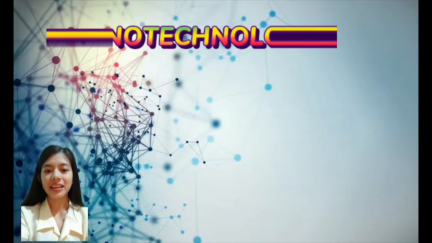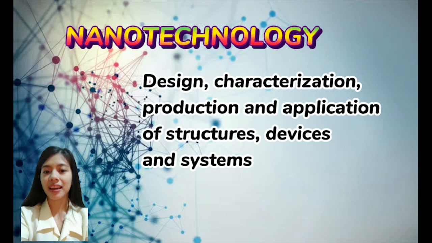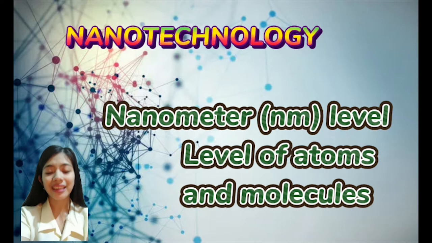So, nanotechnology. Nanoscience is the study of phenomena and manipulation of materials at atomic, molecular, and macromolecular scales in order to understand and exploit properties that differ significantly from those on a larger scale. Nanotechnologies are the design, characterization, production, and application of structures, devices, and systems by controlling shape and size on a nanometer scale. In other words, nanotechnology is a technology that manipulates and controls a substance or substances at the nanometer level and creates new materials and devices with fascinating functions, making the best use of the special properties of nanosized substances. So, the nanometer level is the level of atoms and molecules in a substance.